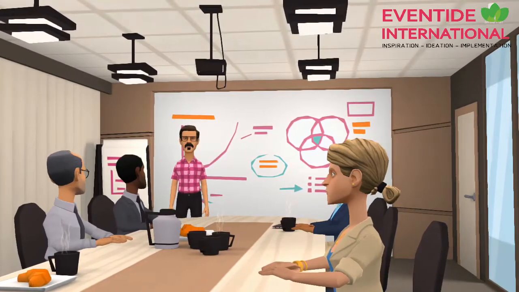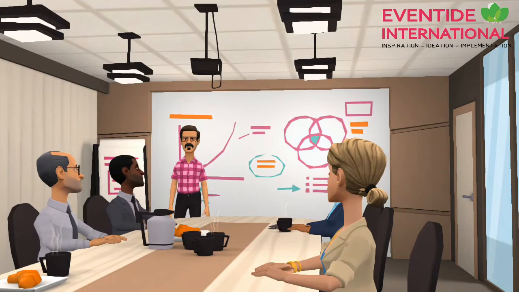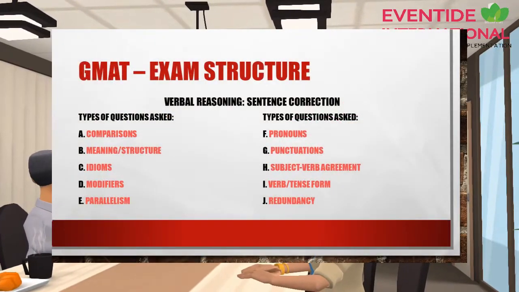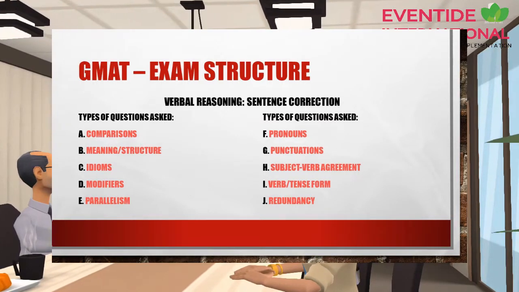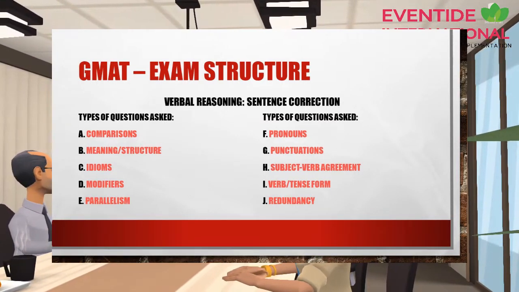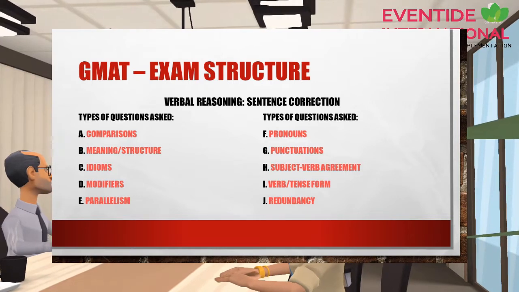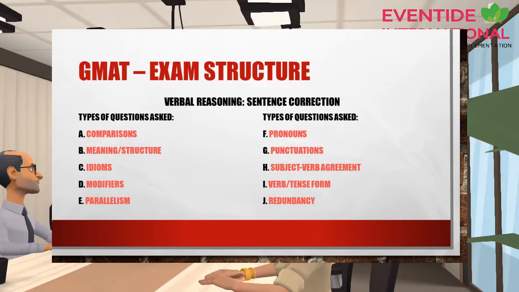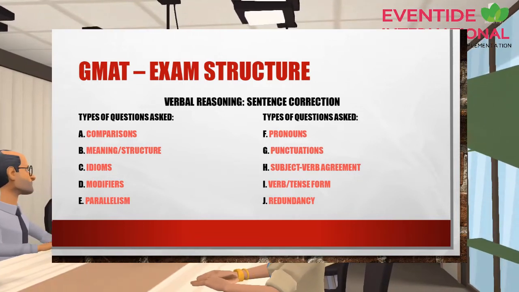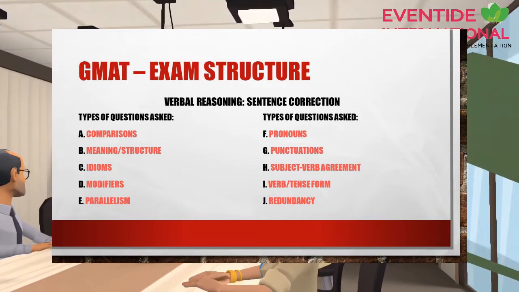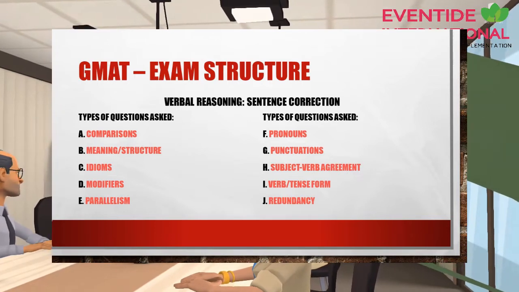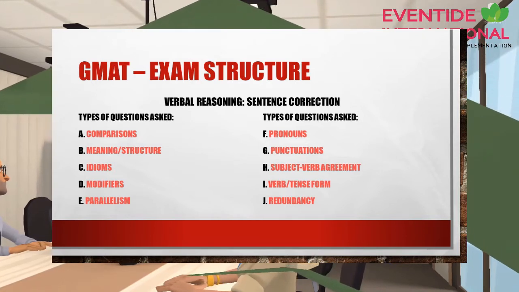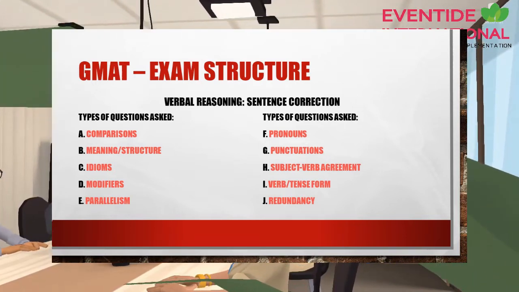There are 10 major chapters on which the sentence correction segment is based. The first one is comparisons. Like the fact that you cannot compare apples with oranges, the GMAT will test sentences that compare two different entities. They are pretty easy to solve once you get an idea. The second chapter deals with the meaning of the sentence. The GMAT tests you with questions that are based on the meaning portrayed. These types of questions are hard to solve, and you will have to be very careful with the options trying to distort the meaning of the sentence.